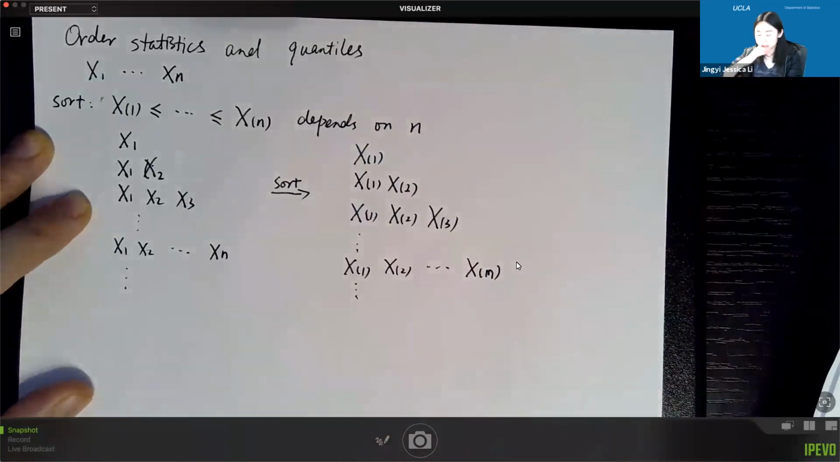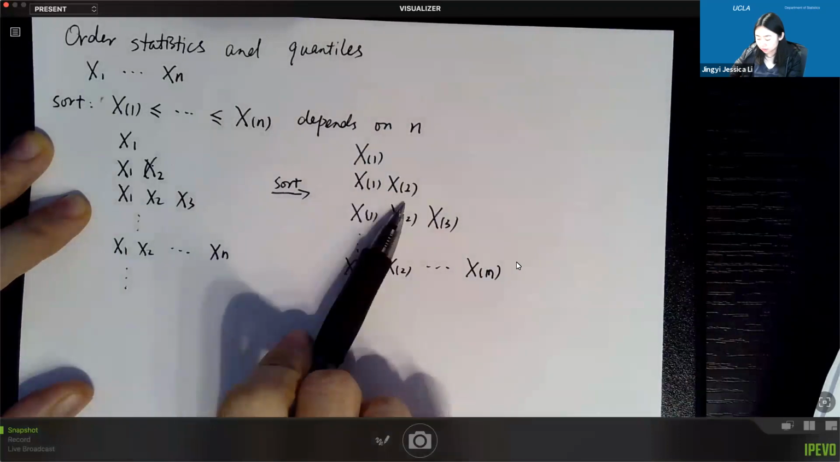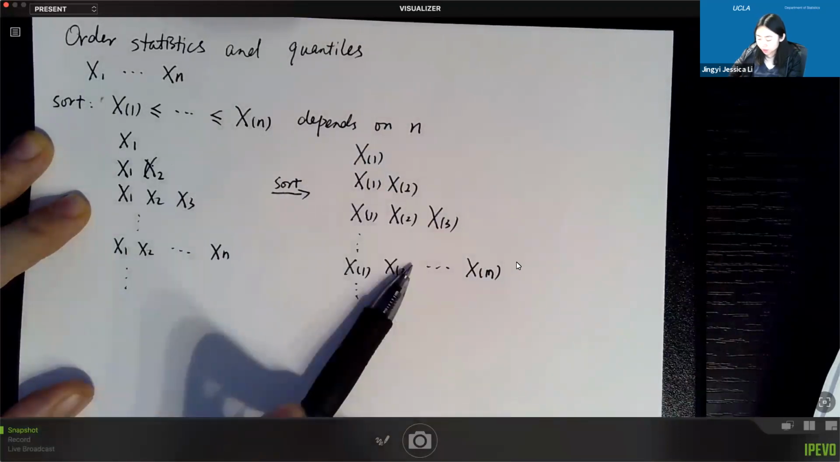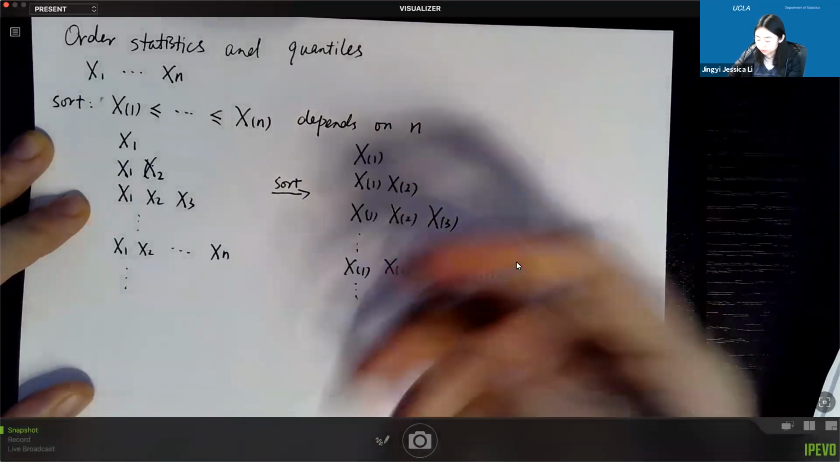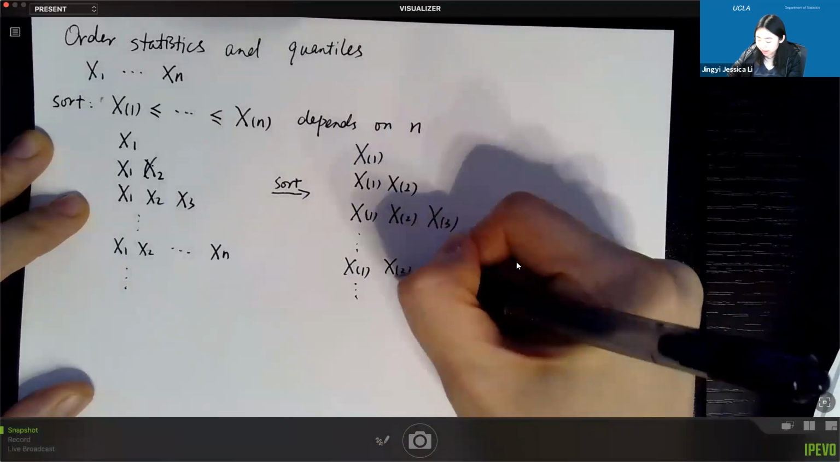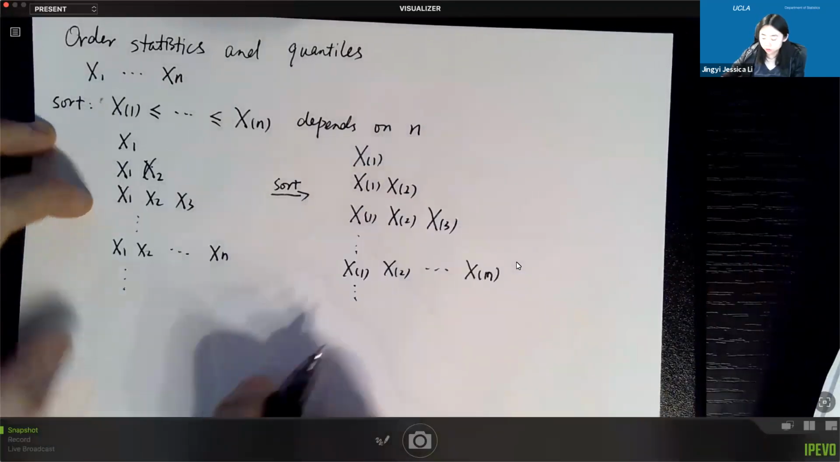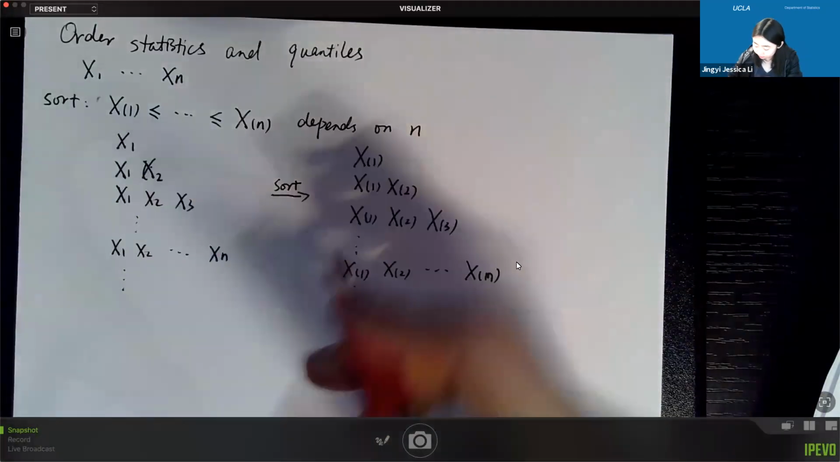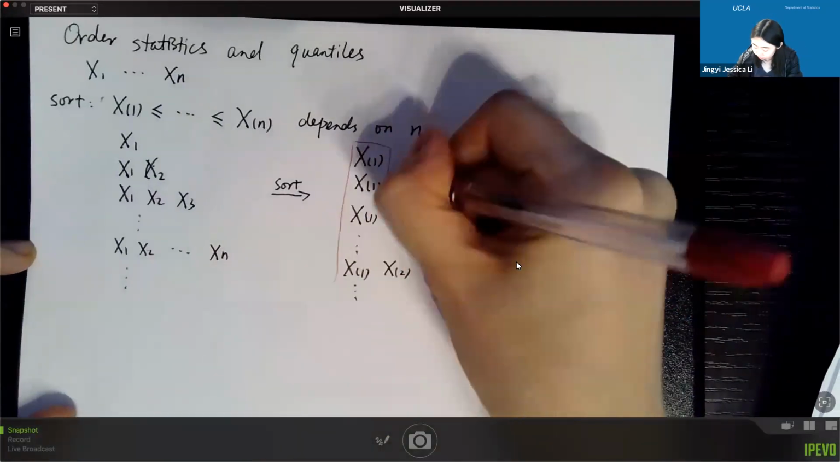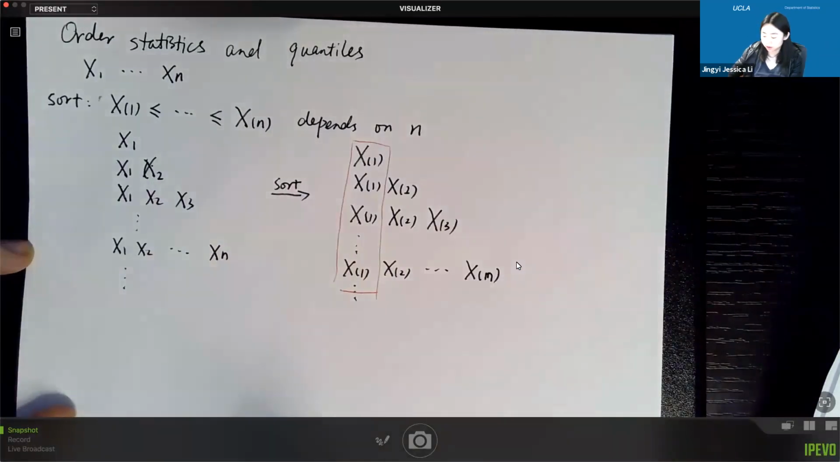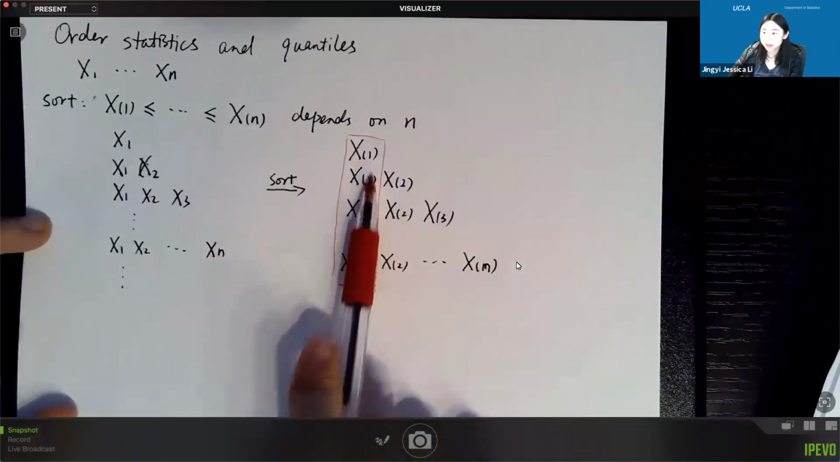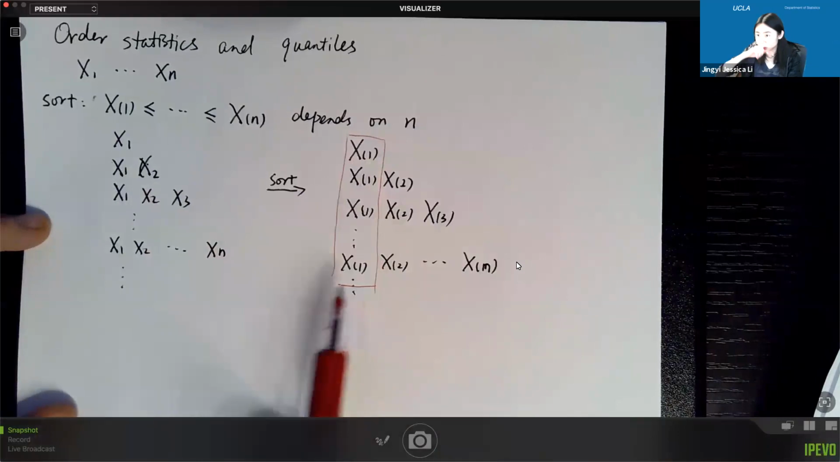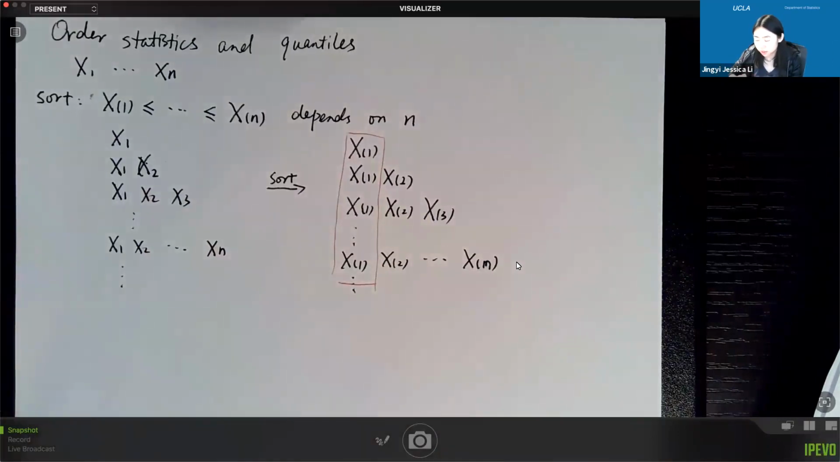So what I'm saying is that the sorting is done given a fixed n, but we're interested in the behavior of a statistic as n goes to infinity. For example, I might be interested in the x1, but this x1 may not be the same x1. So it's changing. That's the thing I want to make you aware of.